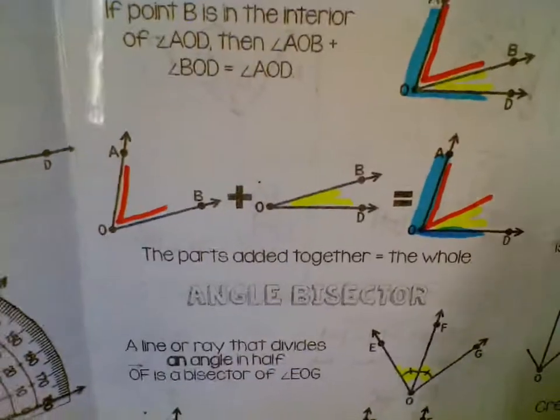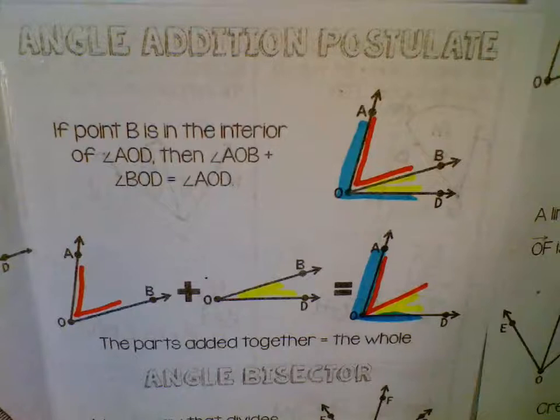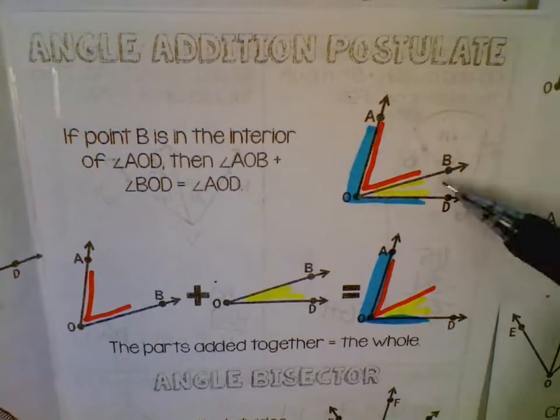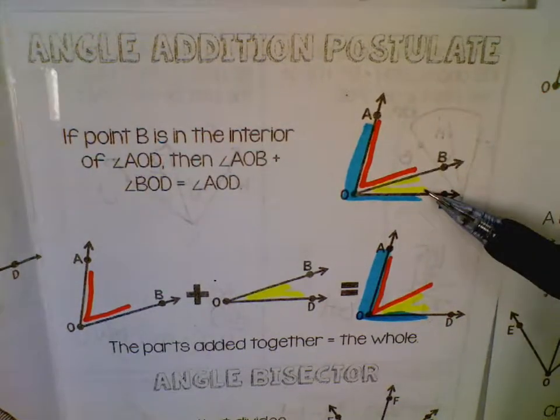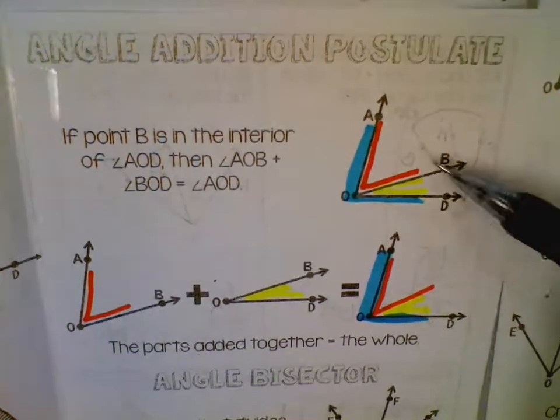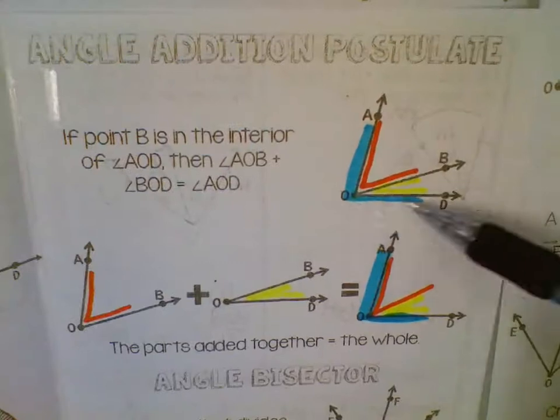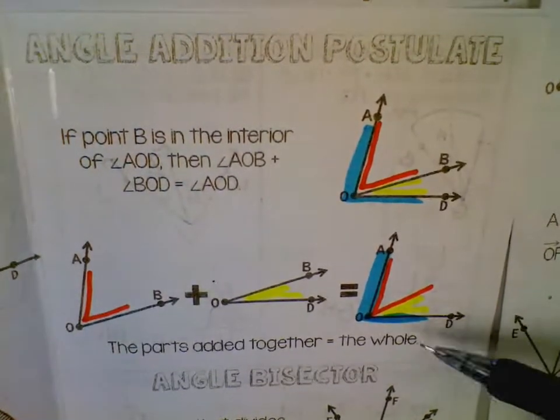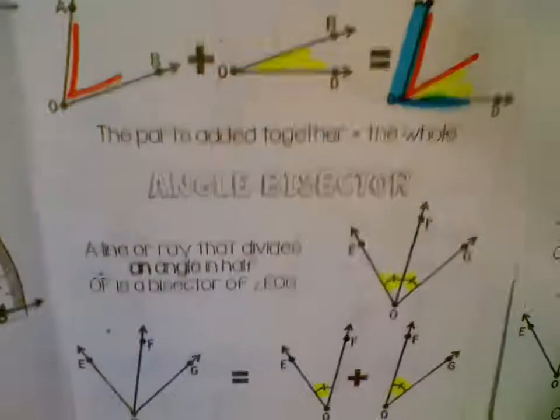Okay, so on the next page, we talk about the things that we've talked about with segments. So the addition postulate and the bisector. So the addition postulate means that the pieces of the angle added together equal the whole angle. So the orange plus yellow equals the whole thing, the blue. Okay, so same idea as the segment addition postulate, now it's just for angles.